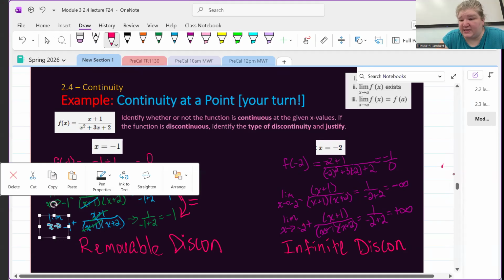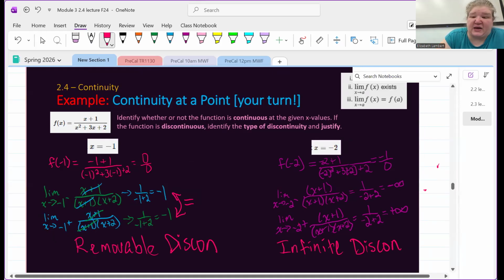That's another reason why this is not continuous. But the fact that they were infinities, we call it an infinite discontinuity, yeah. But even just the first part where we got -1/0, that's undefined. That's enough to say, nope, not continuous, because at the number itself, there's nothing there.